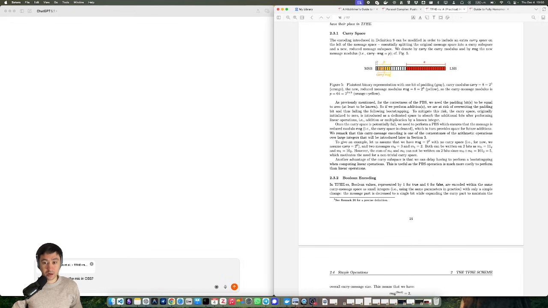Wow, so once the carry space is full, you need to perform a programmable bootstrapping. So bootstrap is not just to reduce the error, it's also to reduce the carry. So that really sucks. You have to bootstrap all the time.